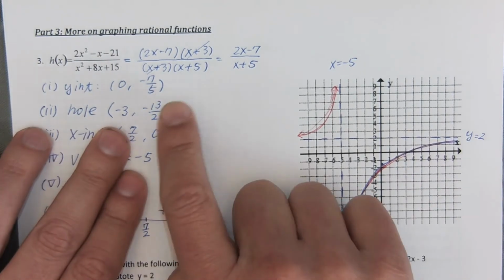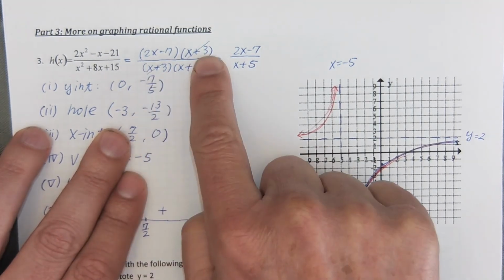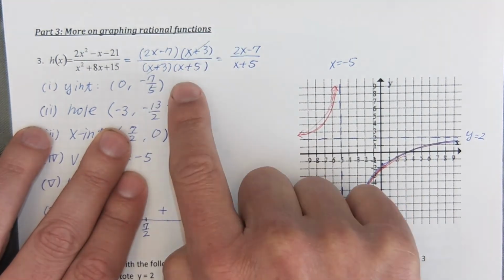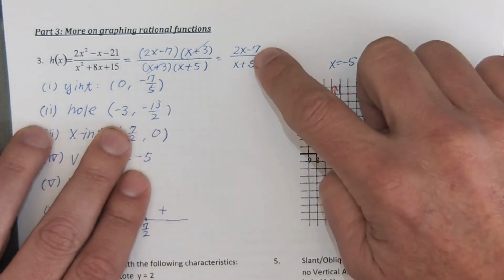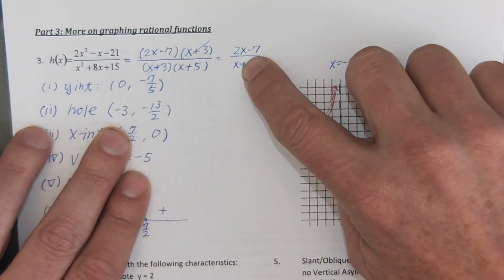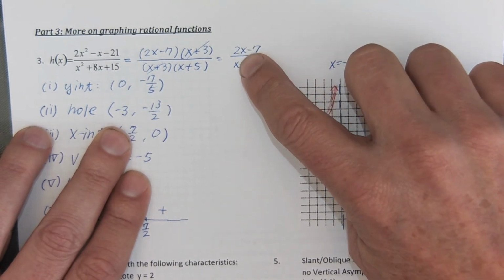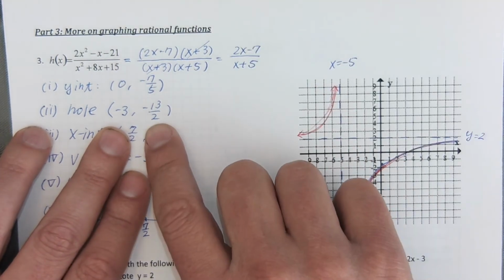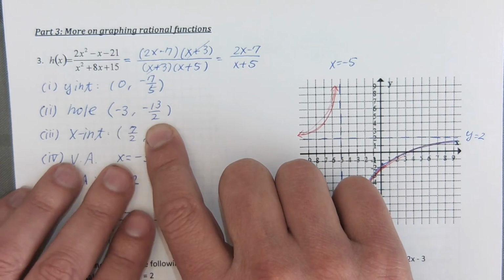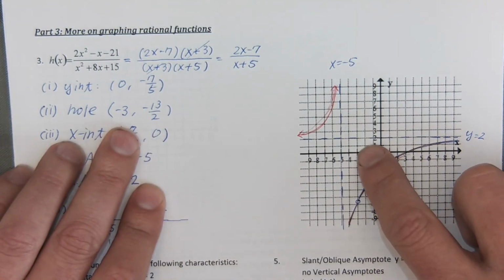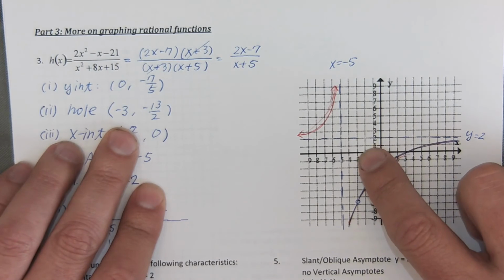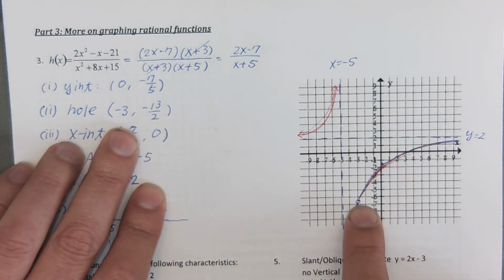The hole. So once we reduce out x plus 3, they're gone, and we're left with just this here. Now what we do is we take negative 3 and we plug it into here and here. And after we plug in negative 3 into here and here, we end up with negative 13 over 2. You can work that out to verify that. And so our hole is at negative 3. Here's negative 3. Negative 13 over 2 is negative 6.5. So that's way down here, negative 6.5. And you can see the hole in the graph.